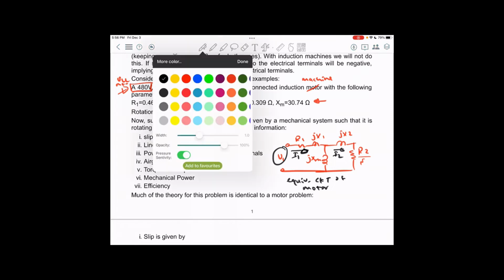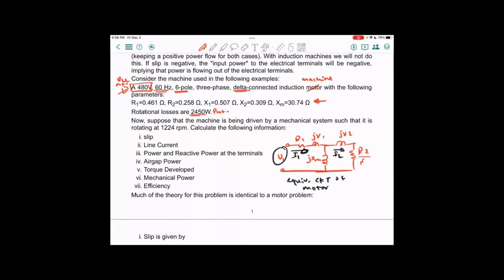Okay, just keep that in mind. Okay guys, now suppose that the machine is being driven by a mechanical system. So you have a mechanical input, something that drives the rotor, such that it's rotating at 1224 RPM. That is the actual speed of the rotor, Nm.